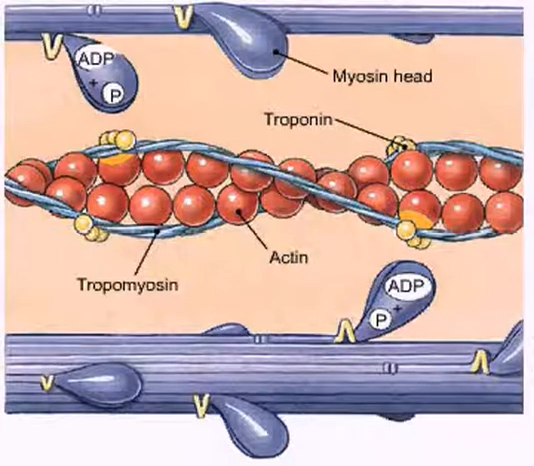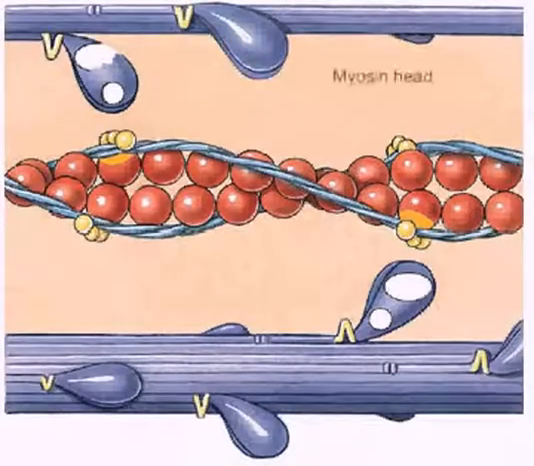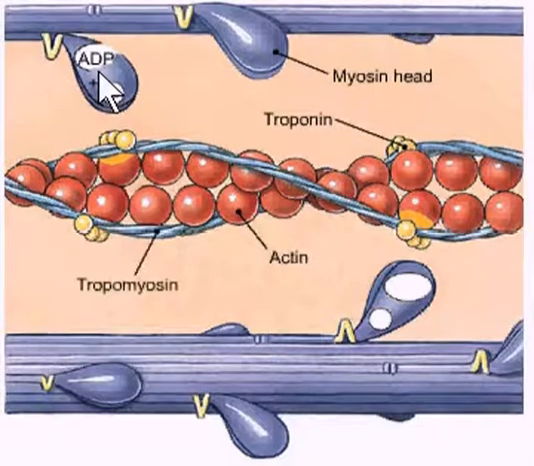Okay, so what we're going to have a look at here is sliding filament theory. We're going to start out with the resting sarcomere, or the muscle at rest. You can see we've got the myosin head, we've got ADP and the phosphate ion attached to it, and in the middle here we've got actin, which is the red balls, and we've got troponin and tropomyosin.